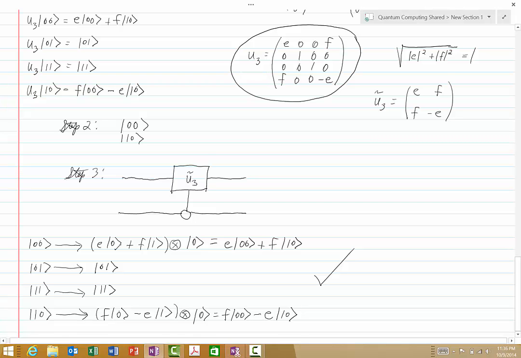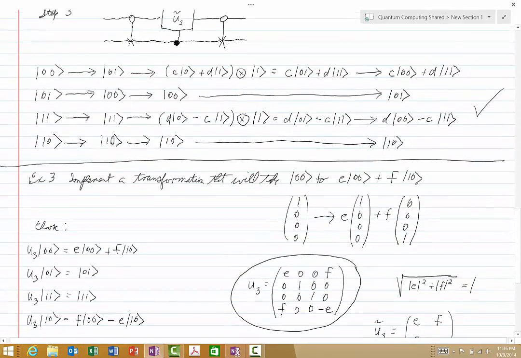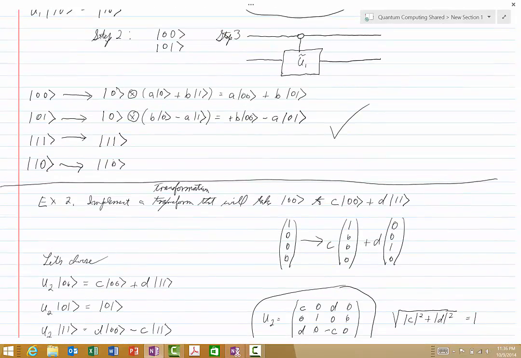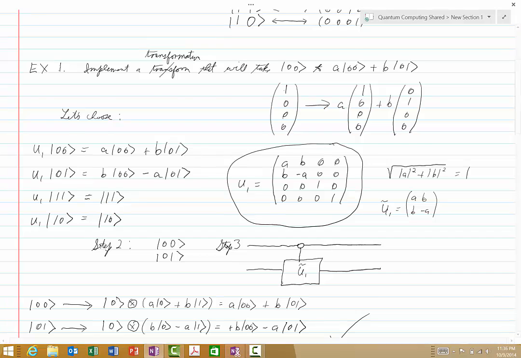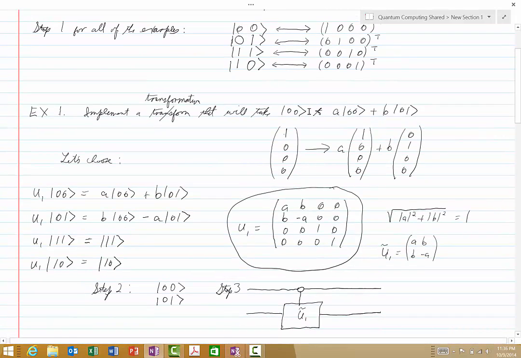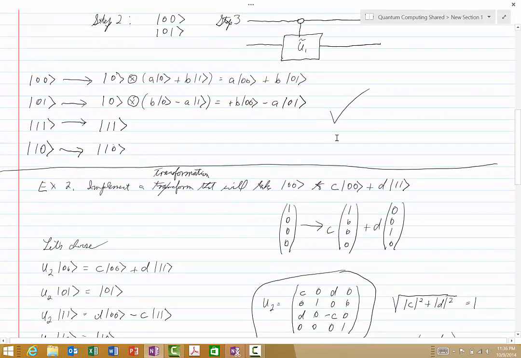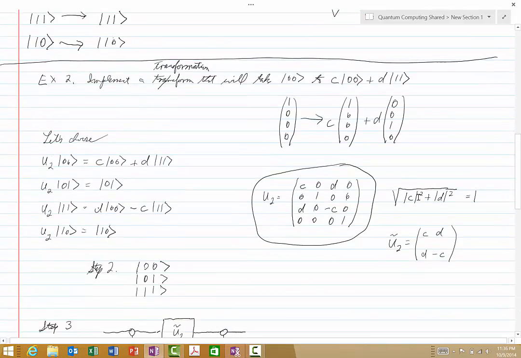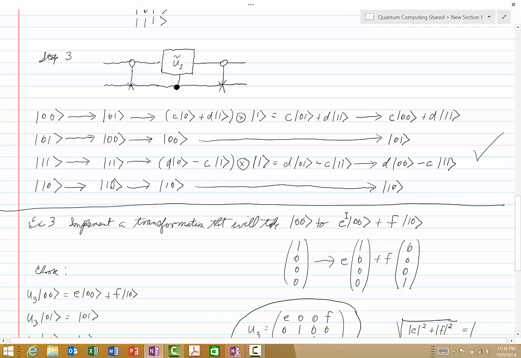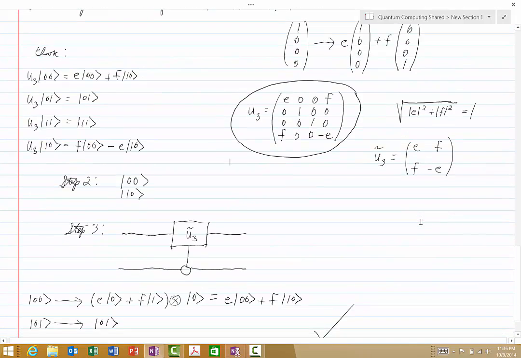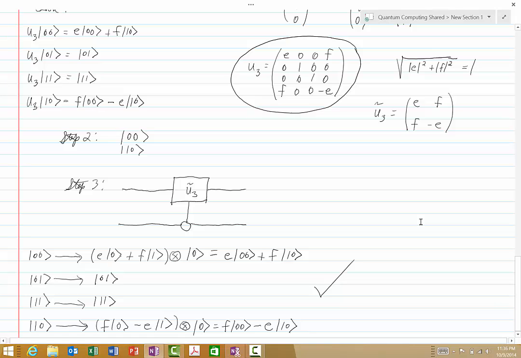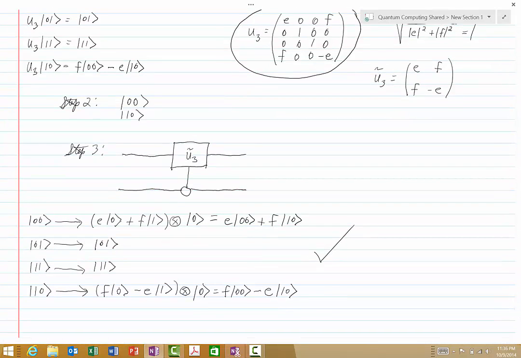So to review what we've done so far, U1 will take us from 0, 0 to A0, 0 plus B0, 1. U2 will take us from 0, 0 to C0, 0 plus D1, 1. And the final one will take us from 0, 0 to E0, 0 plus F1, 0. So we've looked at all of those possibilities now for two-level unitary transformations.